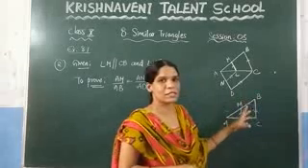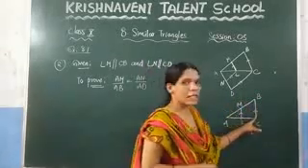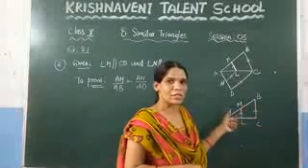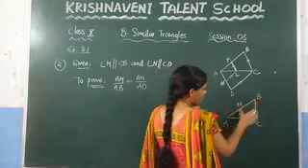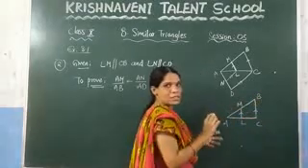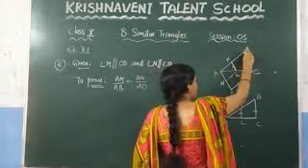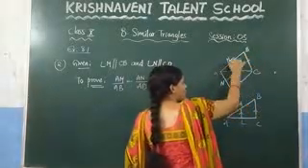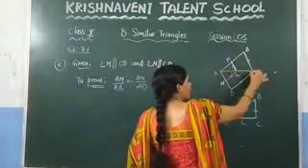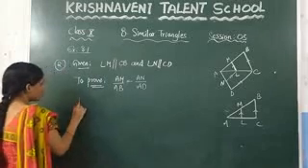Based on the Thales theorem, what we can say: if a line is parallel to one side of the triangle, then the other two sides are divided into the same ratio. That means here you can say AM by MB is equal to AN by LC. Just draw it separately. Here you can observe that this line is parallel to this line. So by the basic proportionality theorem, you can say that AM by MB is equal to AN by LC. So write it here. What's the proof here?